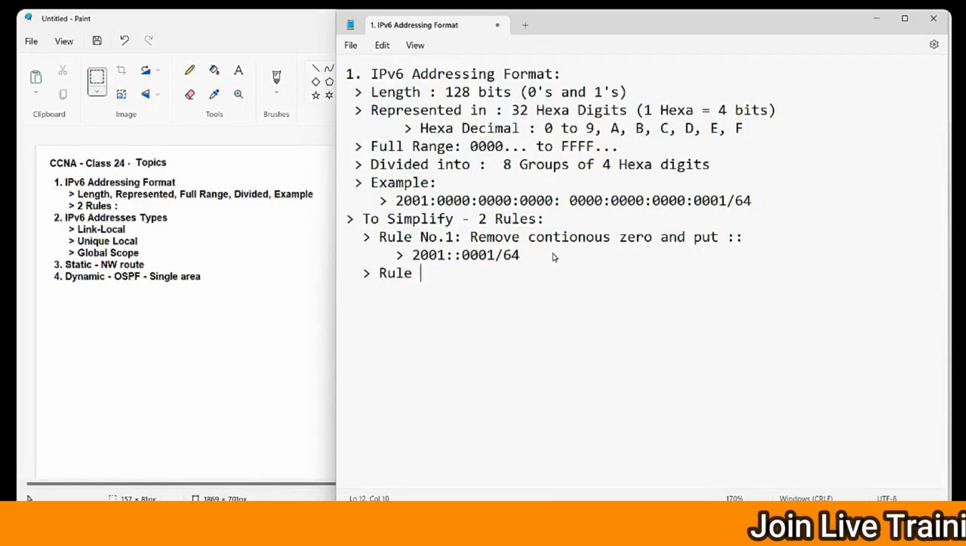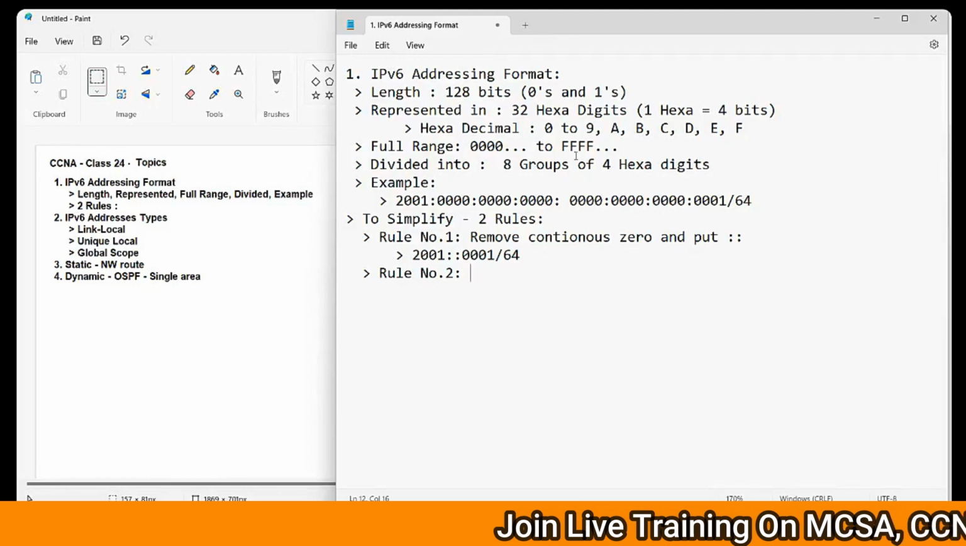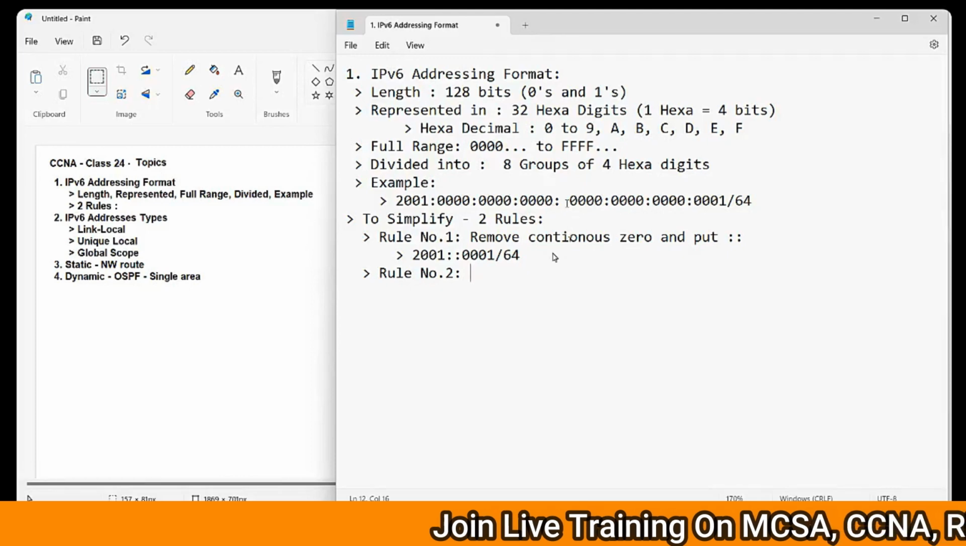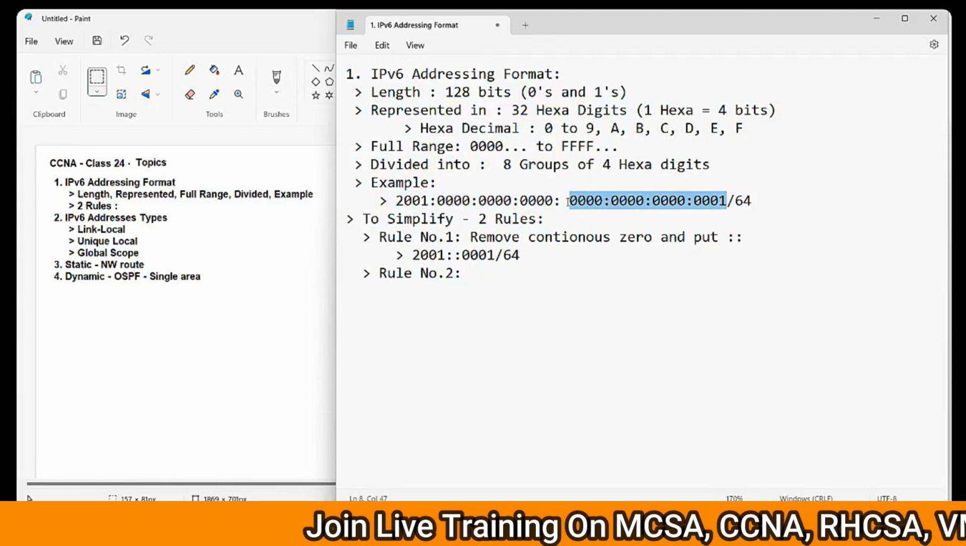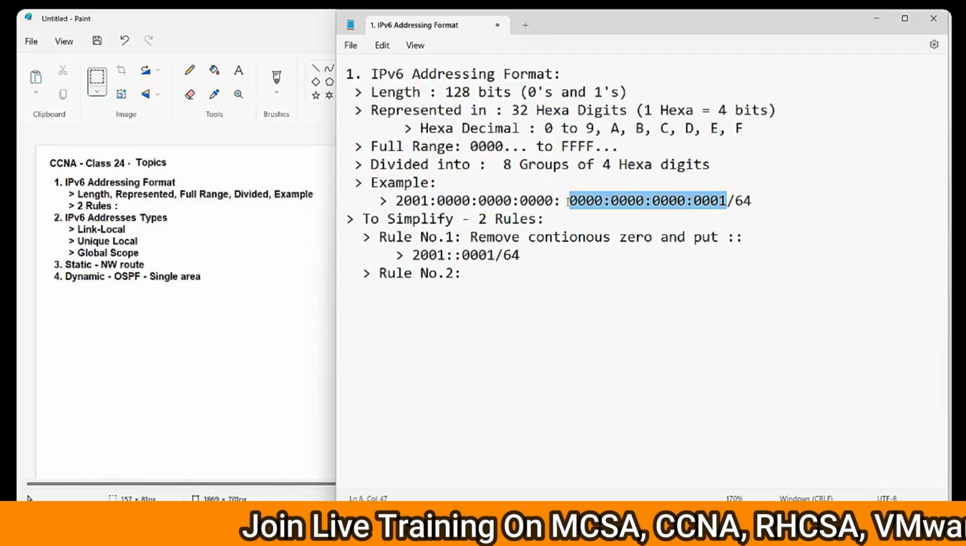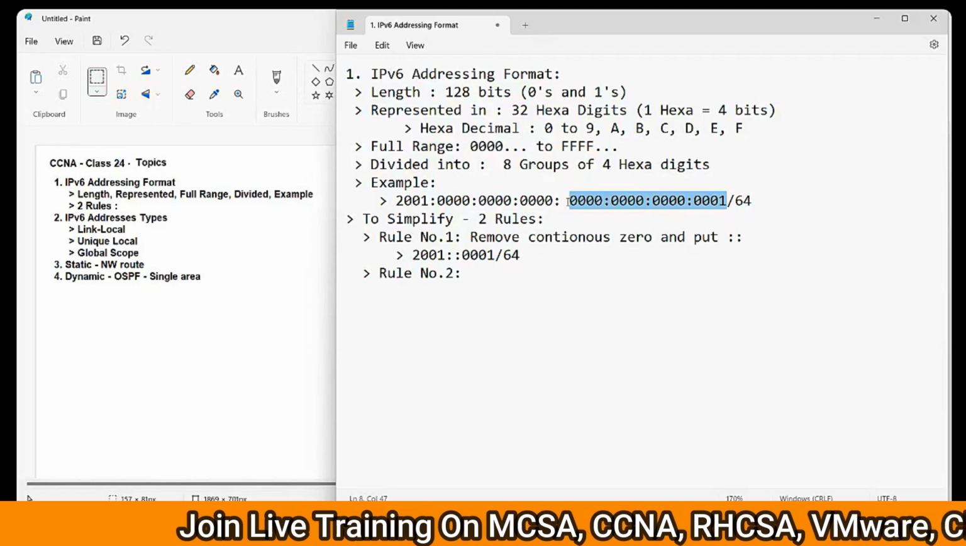What is 64? Sorry, that is our subnetting. This one, right? /24. It is subnetting. Network bits, host bits. The first 64 bits, left to right, are network bits. In these 128 bits, the first 64 bits are network bits, and the rest are host bits. Understand?